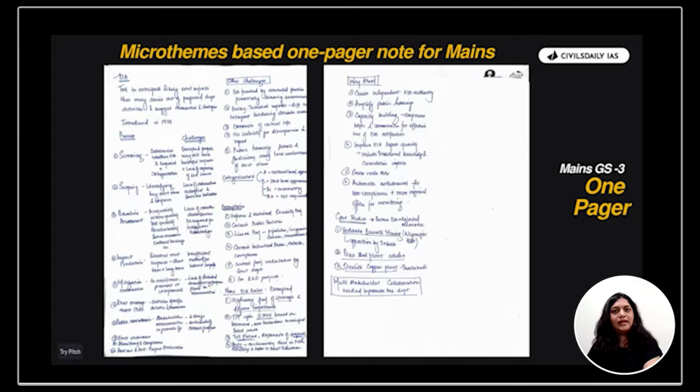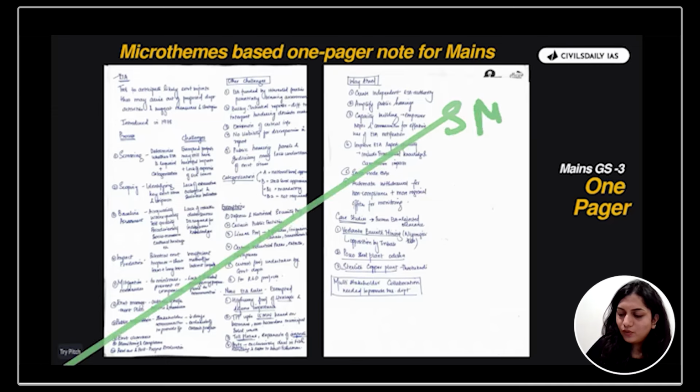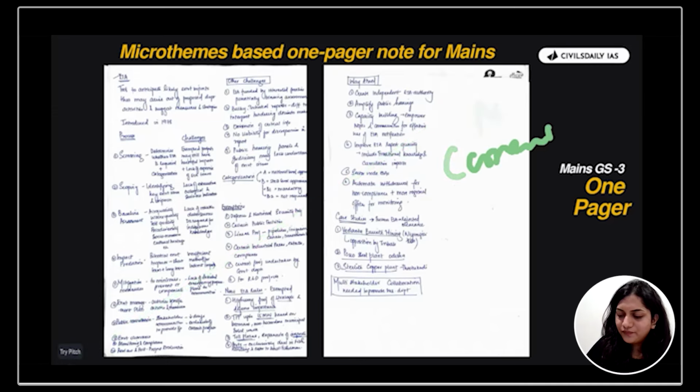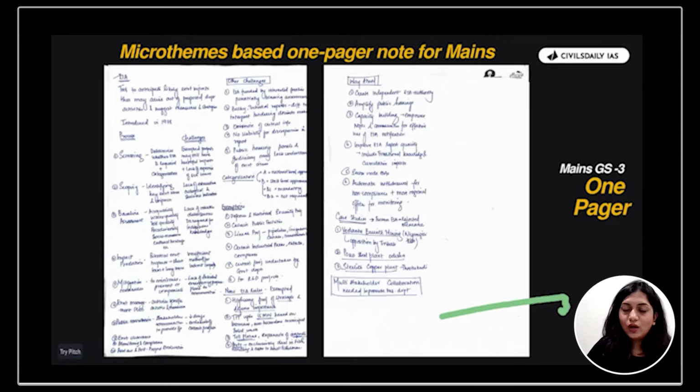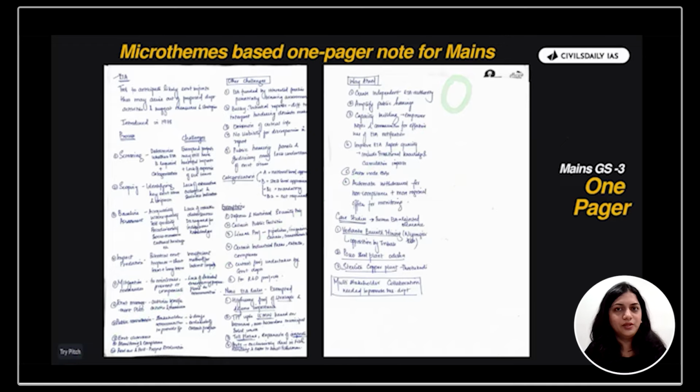Me, or any topper, you will see what they do is leave some space after their notes. Why? Because they have to be updated every year. So using SM or current affairs, we can keep updating it. So if in 2025 a question is asked on environmental impact assessment that is not in your notes, make sure that you add that particular theme here.